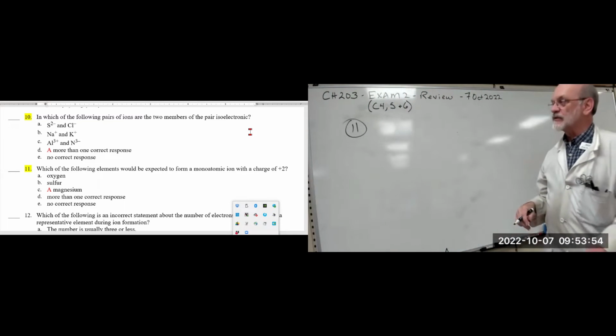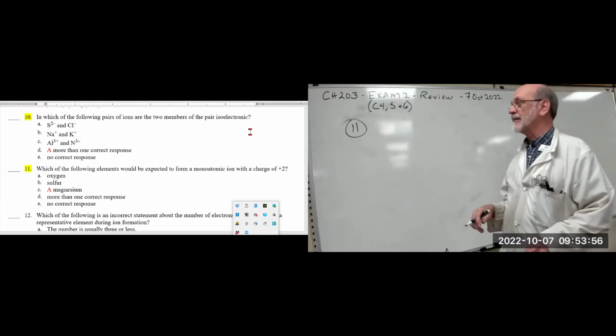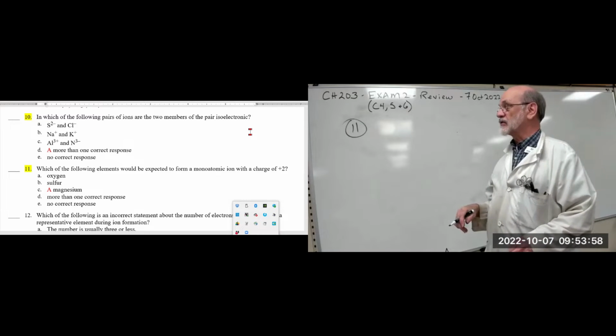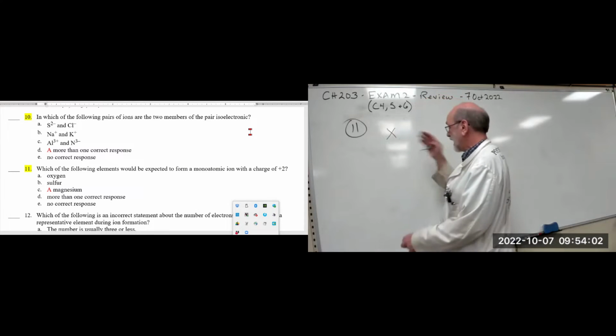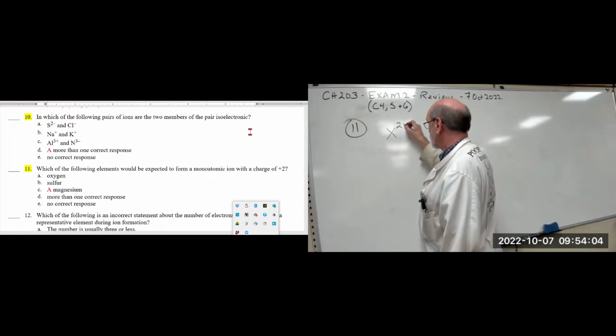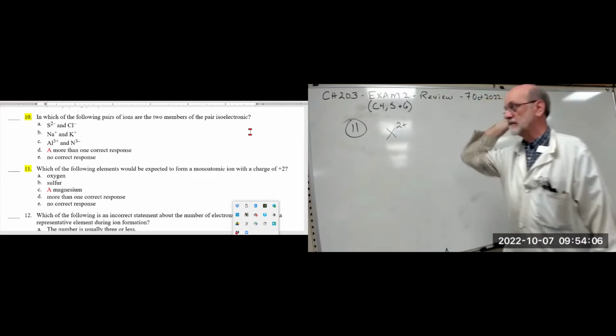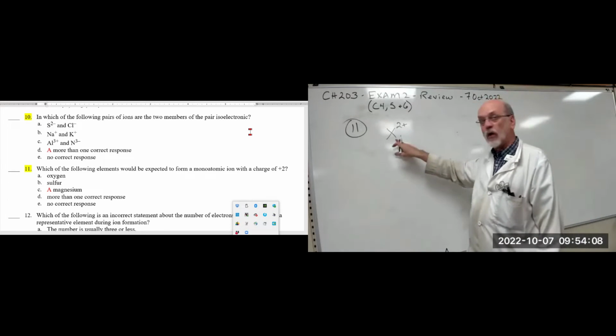Number 11. Which of the following elements would be expected to form a monatomic ion with a charge of +2? So we need something like that with a 2+ charge. Monatomic, right? Only 1 atom.